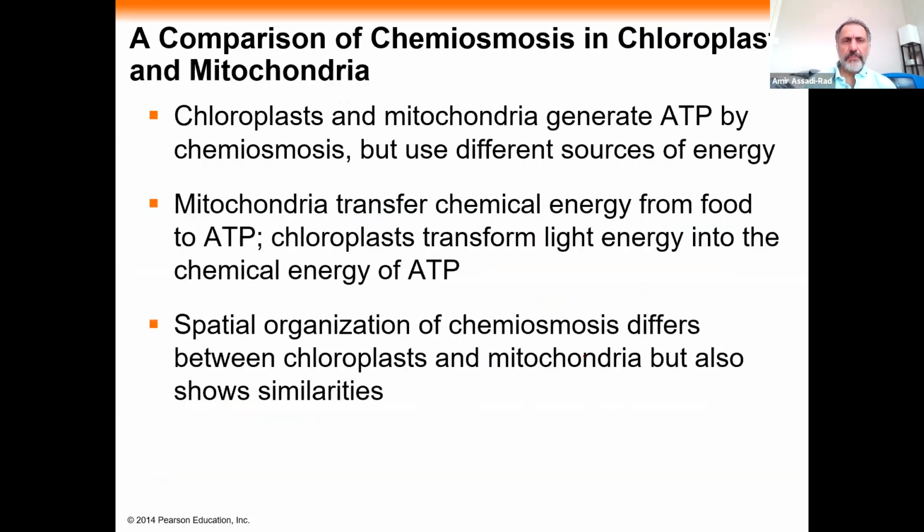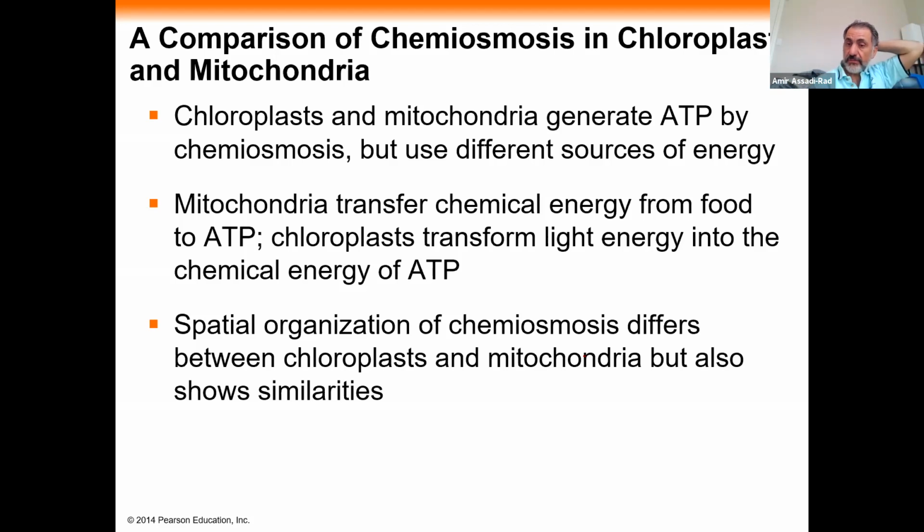Okay. Comparison of chemiosmosis in chloroplast and mitochondria, very important concept. You should know that. During the days that we used to have essay questions, I would add that would be a nice essay question. Compare these two, mitochondria and chloroplast, the chemiosmosis. Chloroplast and mitochondria generate ATP by chemiosmosis, but use different sources of energy, of course. Mitochondria transfer chemical energy from food to ATP. Chloroplast transfer light energy into chemical energy to make ATP.